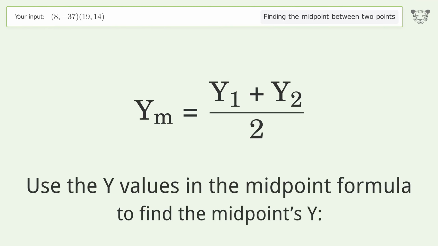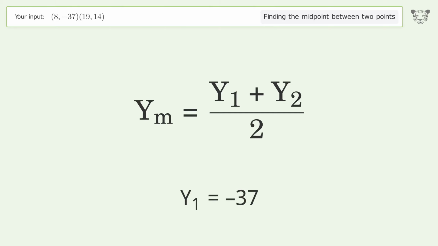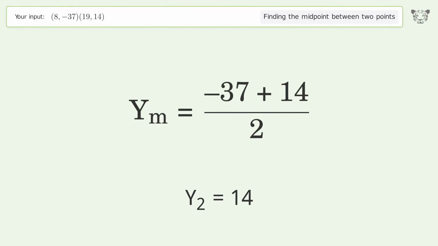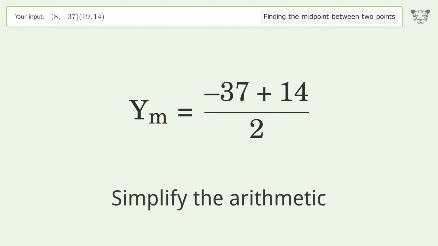Use the y values in the midpoint formula to find the midpoint's y. y1 equals negative 37. y2 equals 14. Simplify the arithmetic.